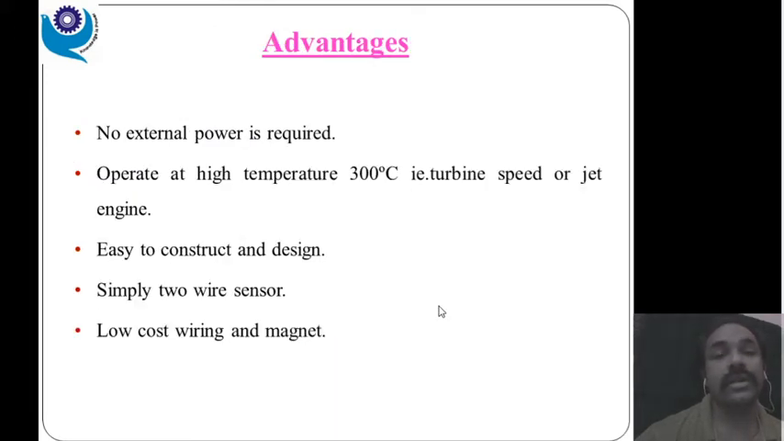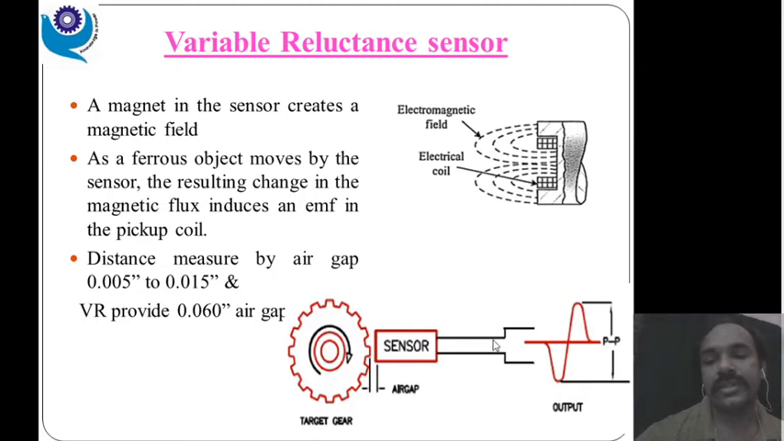So we can see over here, no external power is required, and it can operate at high temperature, that is 300 degree centigrade, for turbine speed or jet engine. Similarly, it is easy to construct and design. It's very simple because only a simple coil, a ferromagnet and a permanent magnet are there, that's all, directly coupled to the device for which we need to measure rotation, speed, distance, position, motion, etc. It is simply a two wire sensor, simple two wires are there.